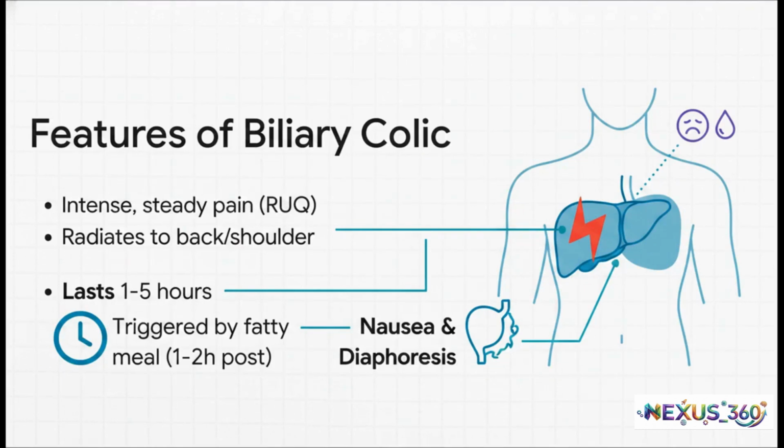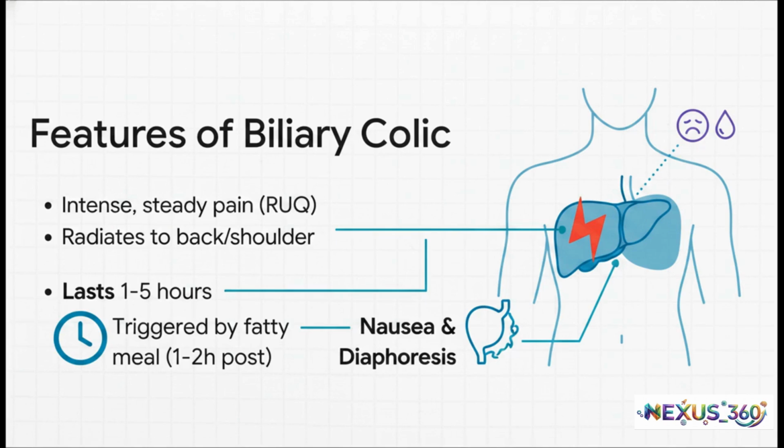So these are the key features you're listening for in the patient's story. That steady pain in the right upper quadrant, sometimes shooting through to the back or the right shoulder. It usually lasts for a few hours, and here's the classic trigger. It often starts an hour or so after eating a fatty meal.